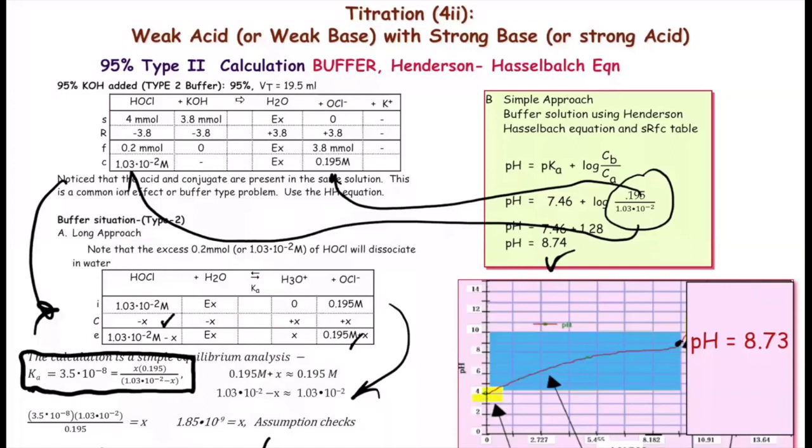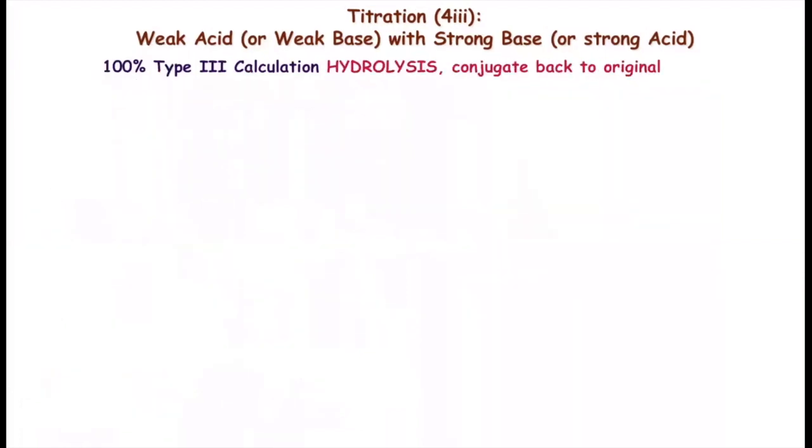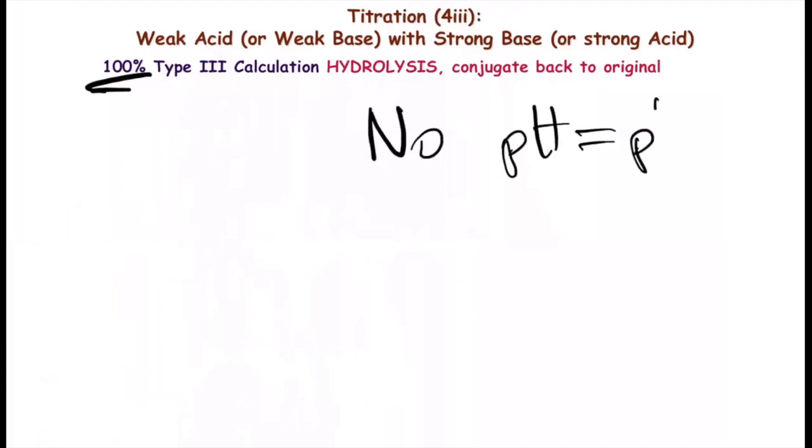This is 95% now. This is not 100%. 95% is still the buffer region, and that's why I can use the Henderson-Hasselbalch equation. Please remember that. As soon as you add titrant, part of that analyte is going to convert over to its conjugate. You have common ions, so you can have buffers. Let's take a look at the equivalence point. This is 100%. And no, pH does not equal the pKa at 100%. No, it does not. So don't do that.